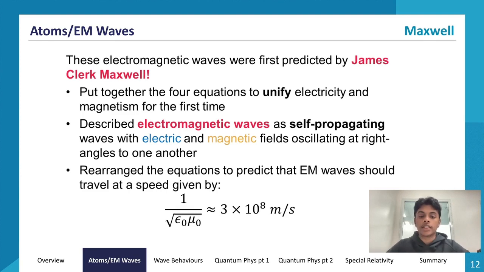He described EM waves as self-propagating waves with electric and magnetic fields oscillating at right angles to one another. So he gave us this modern definition of EM waves that you will be using. And the final thing that he did was rearrange the equations to predict that EM waves should travel at a speed given by 1 over the root of two constants multiplied by one another, which gives us an approximate speed of 3 times 10 to the 8 meters per second. And the speed of light that we already know is also approximately 3 times 10 to the 8 meters per second.